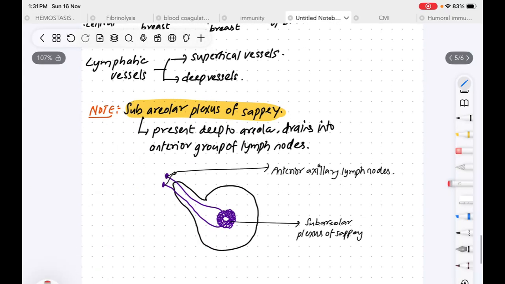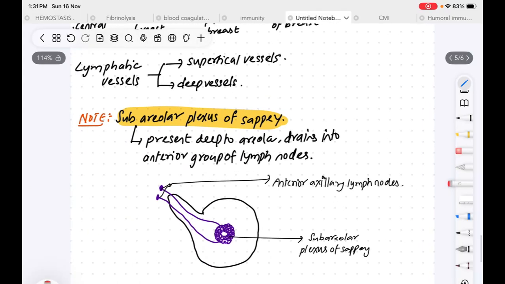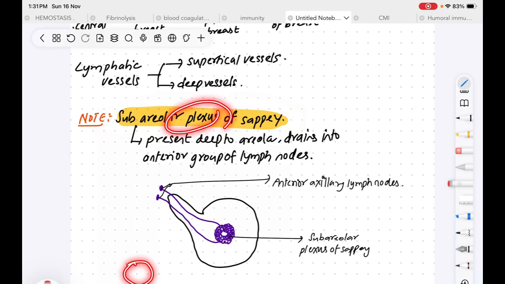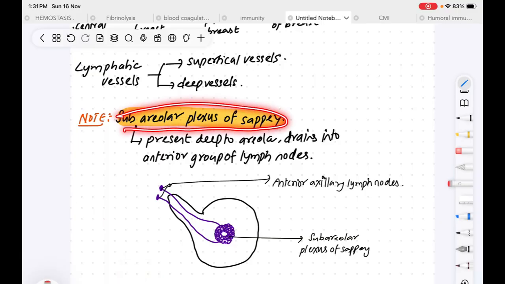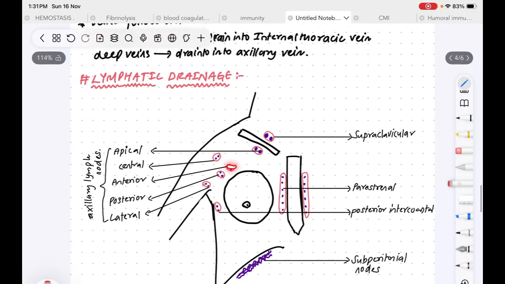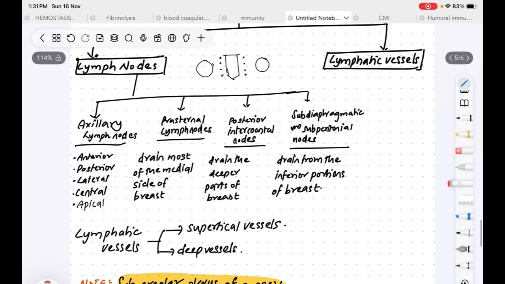And one more important point to note in the lymphatics of the mammary gland is the subareolar plexus of Sappey. There is a plexus of lymphatics present beneath the areola, and it drains into the anterior group of lymph nodes, that is, the anterior axillary nodes. They drain from beneath the areola to the anterior axillary lymph nodes. Which one? Subareolar plexus of Sappey.